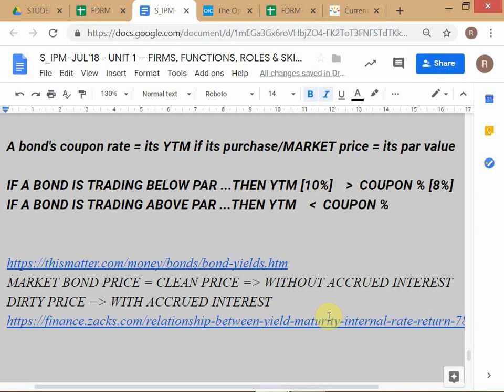Now think of it this way: if the market still buys the bond at par, if the market price is still at par, that means people are still buying the bond at par, then they will realize only an 8% return. This is clear, because it's the same thing, market price is equal to the par value.